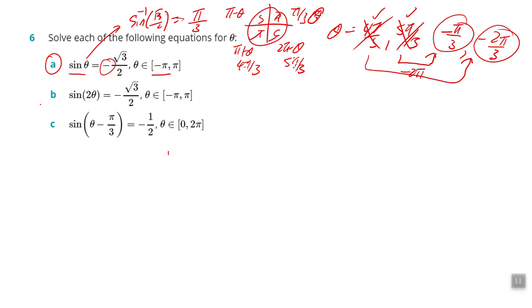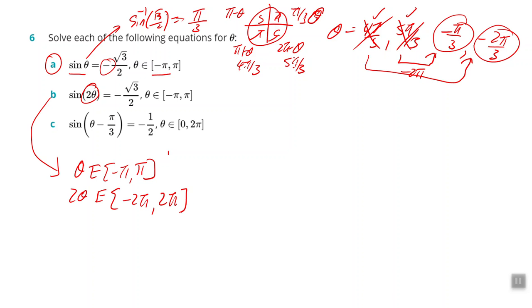Okay, for part B, you've got to be careful. Whenever we have 2 theta, we've got to double our domain, because theta is between negative pi and pi. So if we're solving for 2 theta, we're going to make sure our domain is from negative 2 pi to 2 pi.